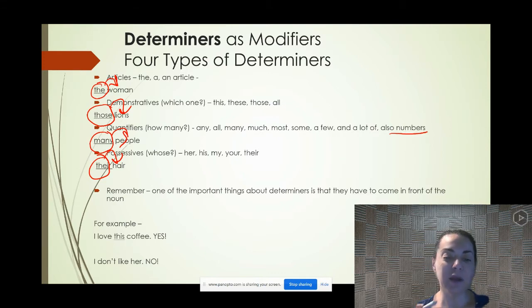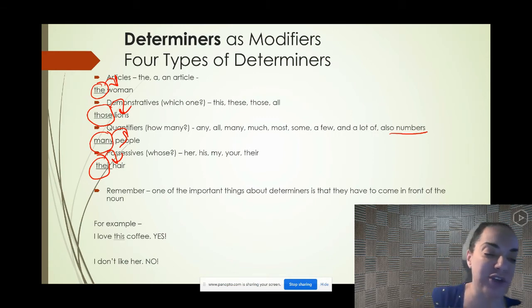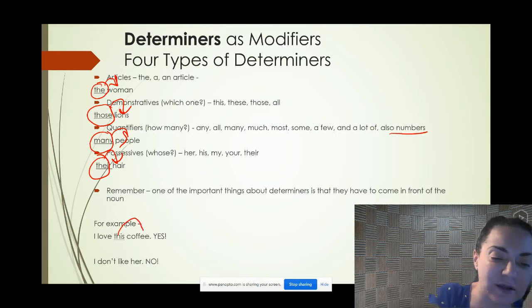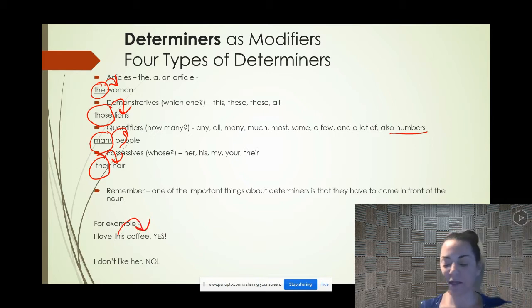Now remember one important thing about determiners is that they have to come in front of the noun. So you want to make sure that you check that. Okay, so this coffee. Yep, that is a determiner.